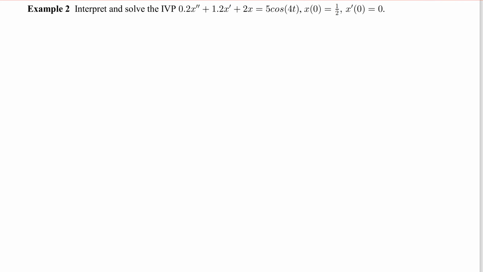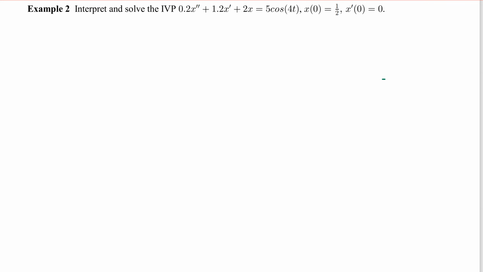Now, the position of the mass at time 0 is positive 1/2, so it's half of a unit below its equilibrium position. And the initial velocity is 0. That means we're going to pull the mass down 1/2 of a unit below equilibrium position, and we're just going to release it with no added velocity.